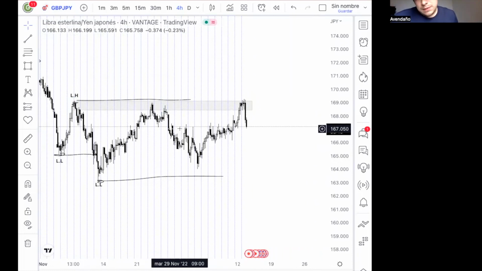I hope that this is useful for you. Those are the rules. With this, you will not be lost in the market again. You will not be lost in the charts again.